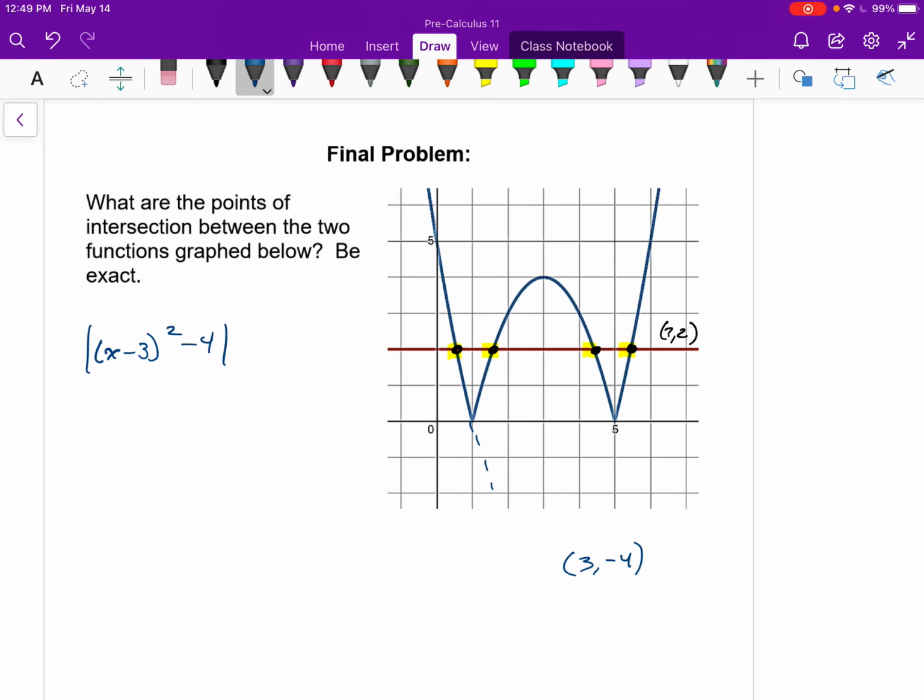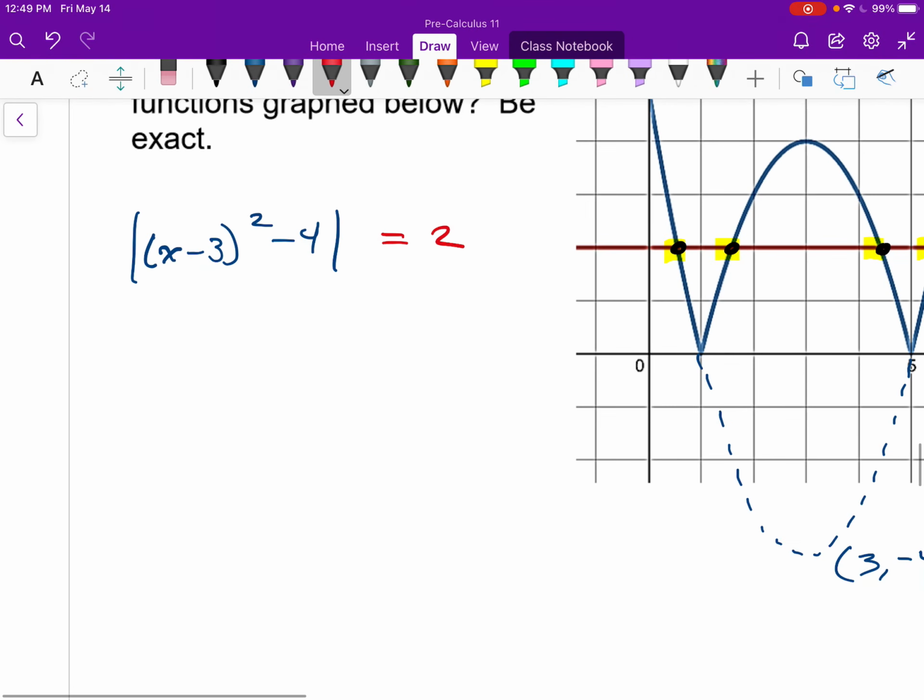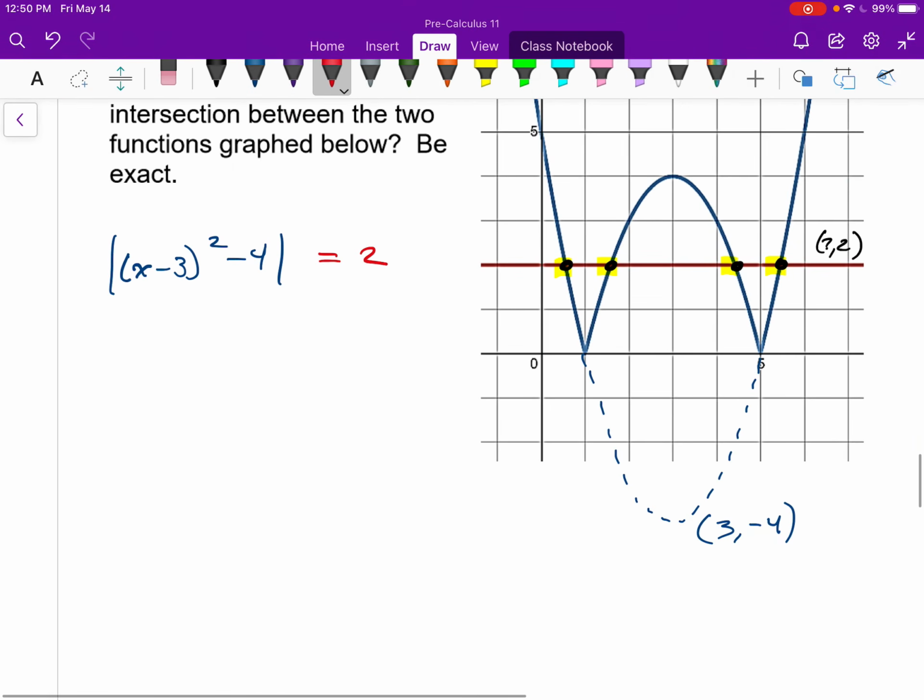Because again, if I just continue this down here and then keep going on, there's that parabola of (x minus 3) squared minus 4. And that equals this red line, which is a horizontal line at 2, which means y equals 2. So there we go. This is the equation I'm trying to solve. If I can solve this equation, I can find those exact coordinates. And I can most definitely solve this by looking at what we've done before. So let me write this in piecewise form.